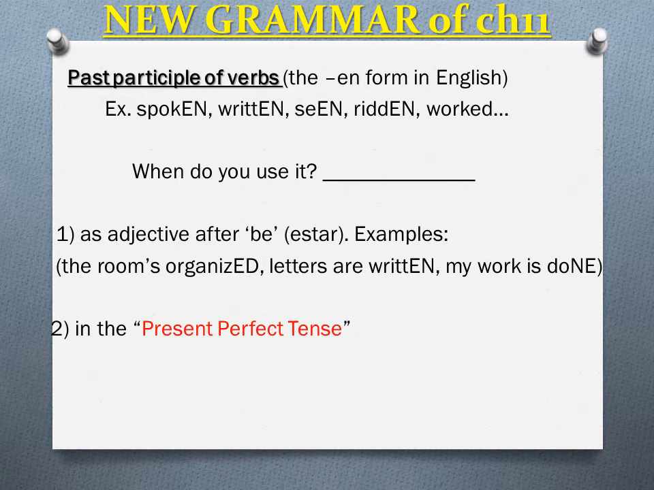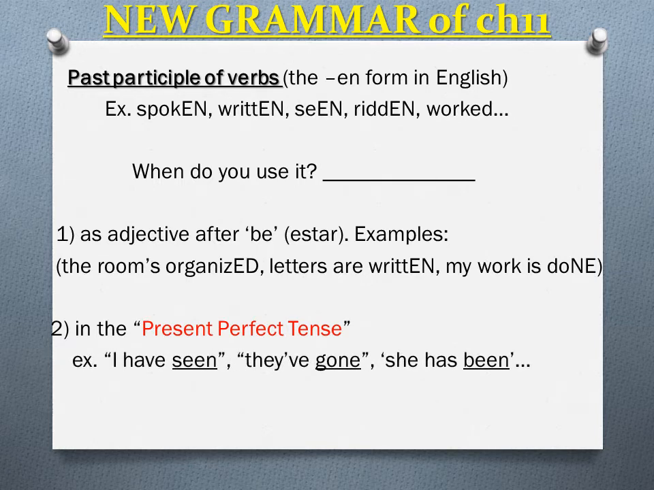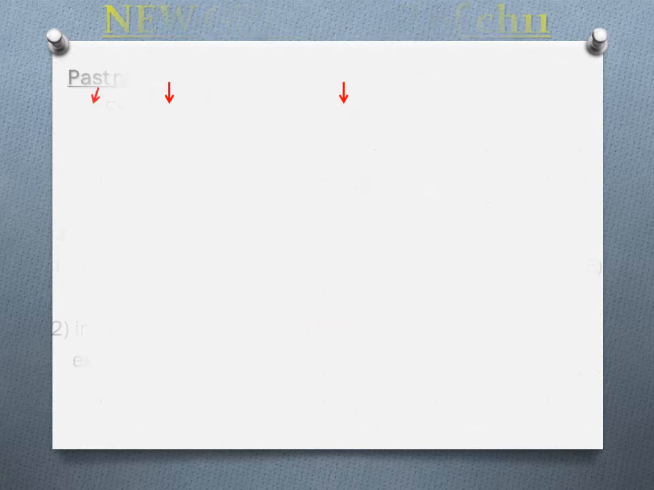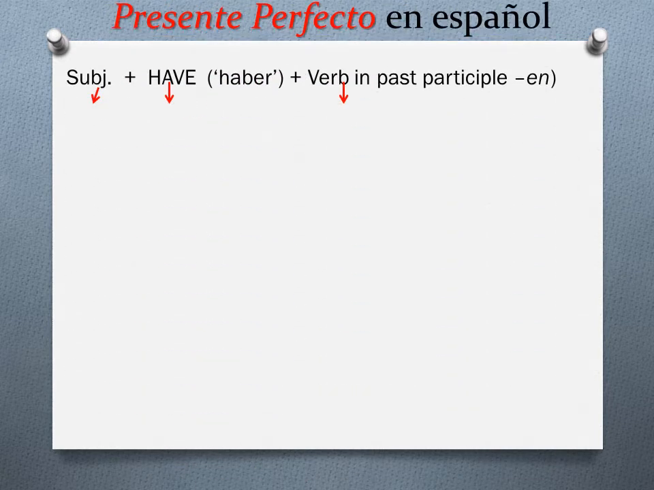But another crucial use of the past participle is in the present perfect tense. This is a new tense for Spanish, the present perfect tense or presente perfecto, for sentences like I have seen, they have gone, she has been. These are sentences in the present perfect tense. El presente perfecto in Spanish is going to be very similar to English.